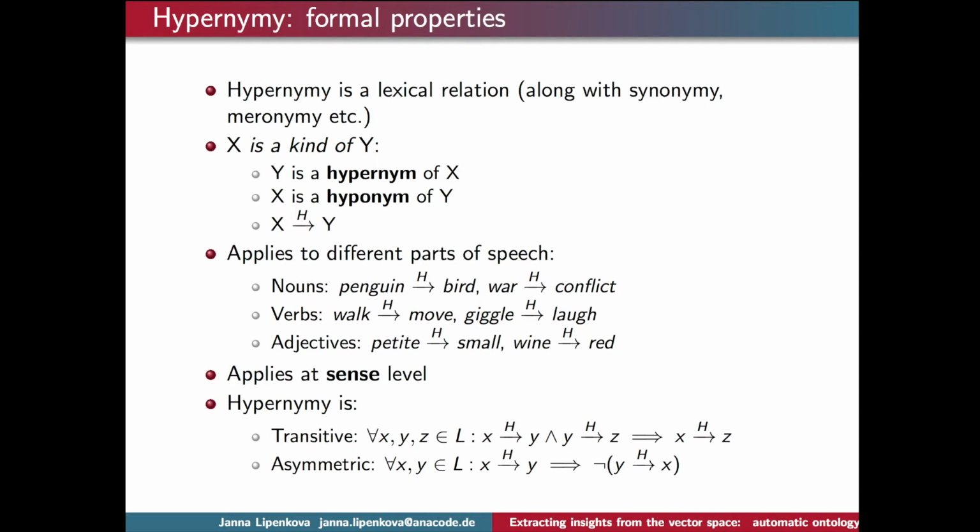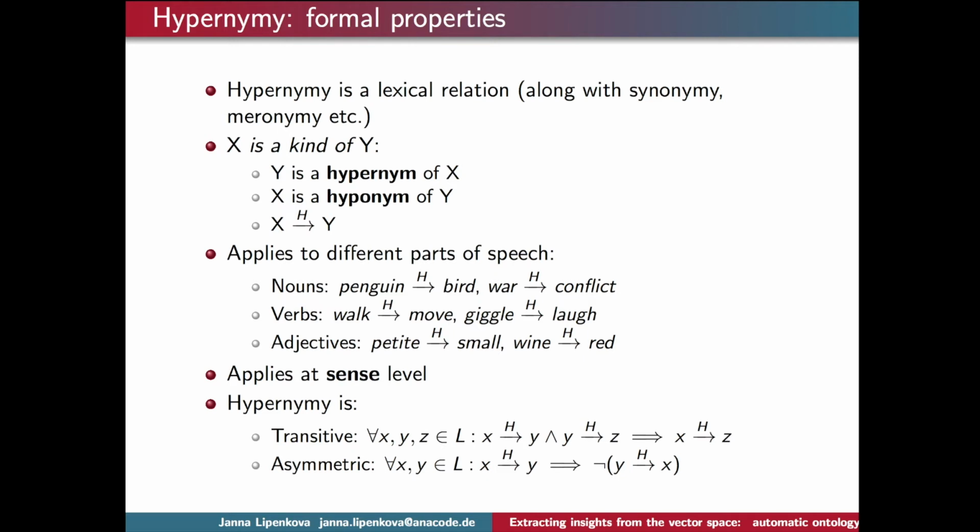Hypernymy can apply to different parts of speech. So obviously the classical example is nominal hypernymy. For instance, penguin is a kind of bird, war is a kind of conflict, and so on. But it can also apply to other parts of speech like verbs, so walking is a kind of moving, and adjectives like petite is a kind of small and wine is a kind of red. Note in the last example, wine is a kind of red only when wine is used in the sense of the color and not the beverage.